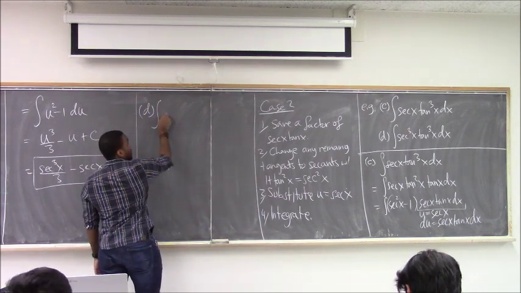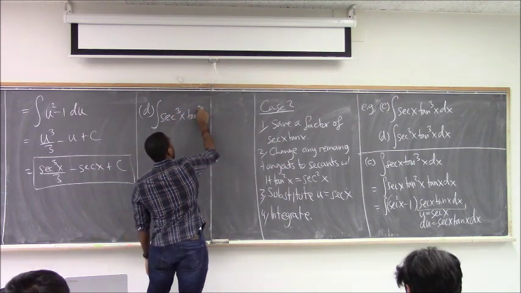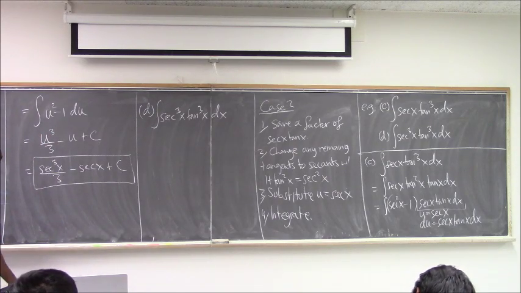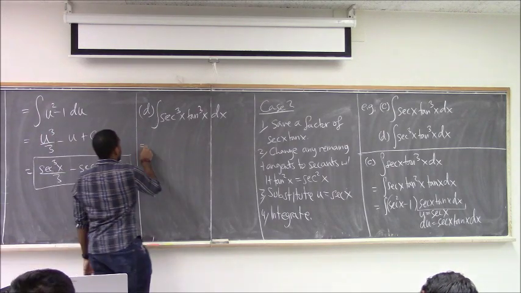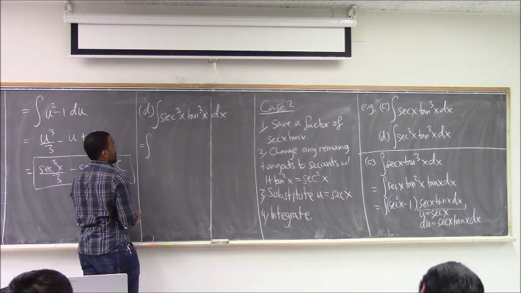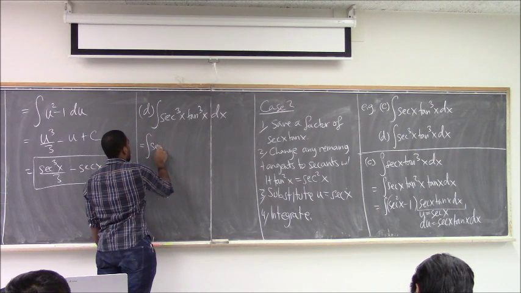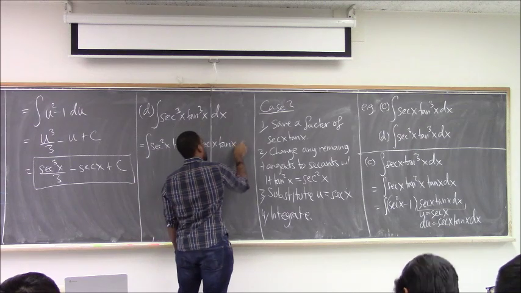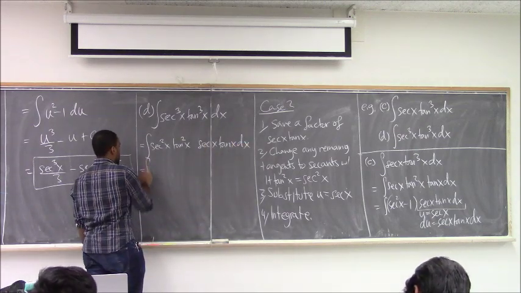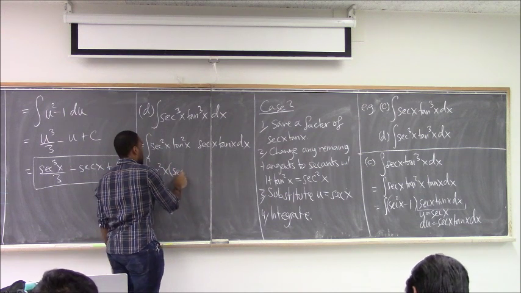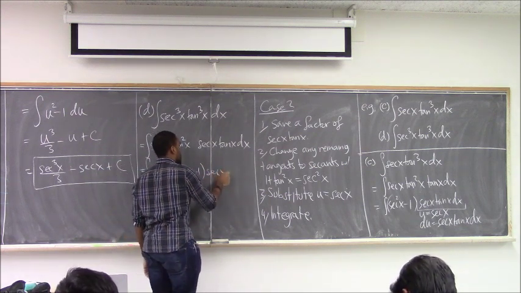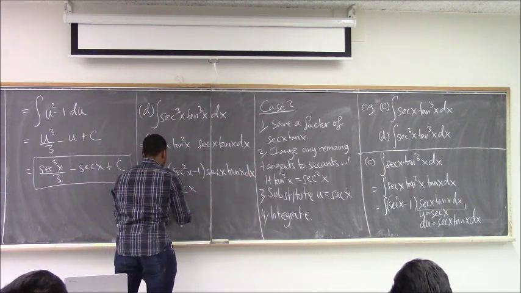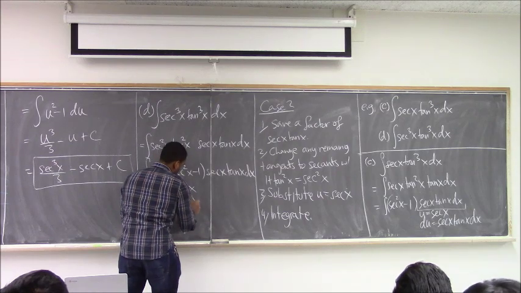Moving on. What do we do here? Same strategy, just get secant. What are you going to say? So that'll be secant squared times tan squared times secant. Alright, save a factor of secant tangent, and then convert the tan squared to secant squared minus 1. u equals secant, and du equals secant x tangent x.